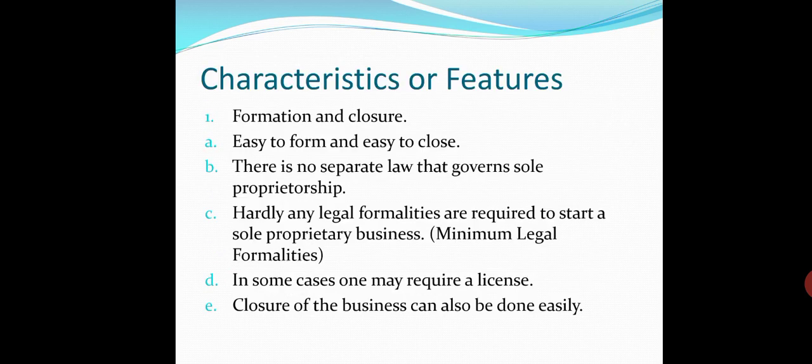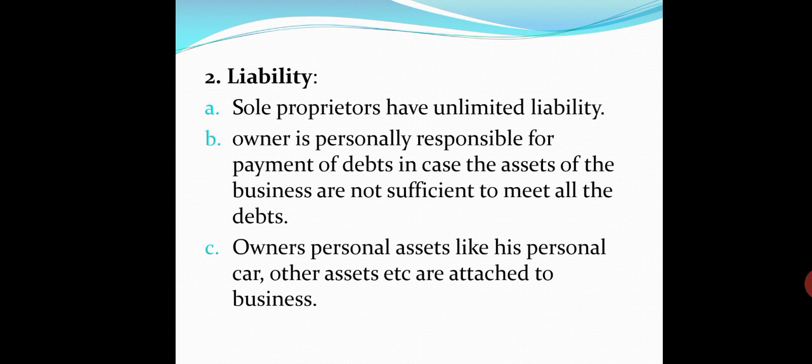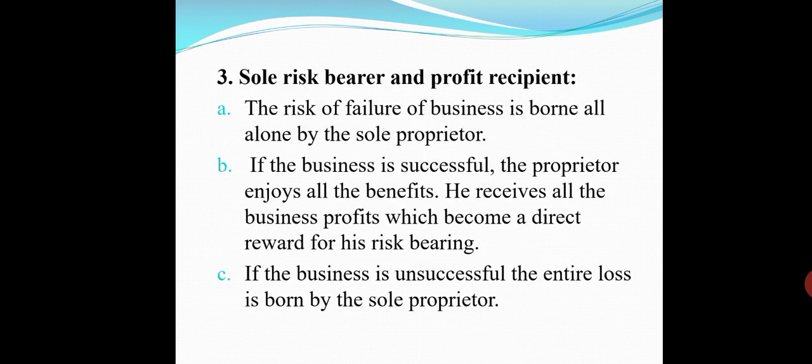We'll see them one by one again. First one is easy to form and easy to close. Second one is the liability of the sole proprietor is unlimited. It means his personal assets are attached to the business. If business assets fall short, the sole proprietor has to sell his personal assets to clear off the business debts.